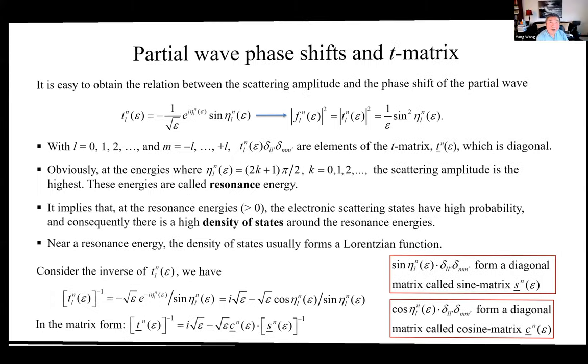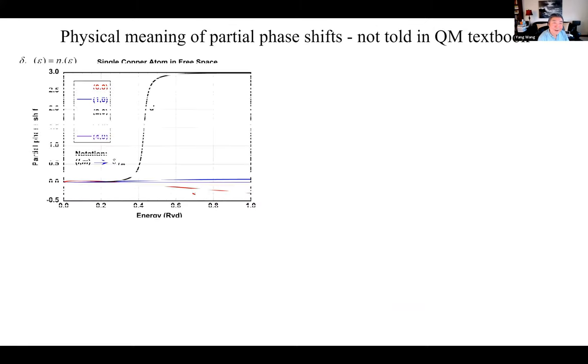Now, let's talk about something interesting: the physical meaning of partial phase shifts, which is not taught in quantum mechanics books. This is the example calculation. I pick a copper atom. Remember, I take a copper atom out of the copper metal, but the way I take it out, it's not simply an atom, but rather a local potential. Remember that a local potential means that outside the atomic cell domain, the potential is zero. That's the kind of potential I'm talking about.